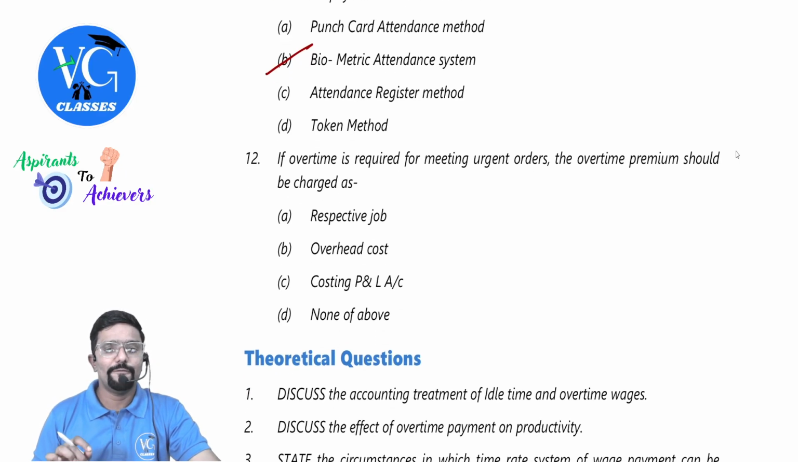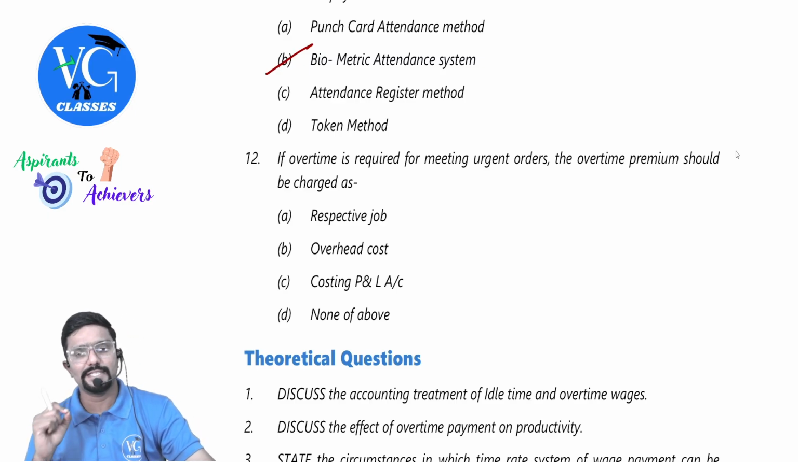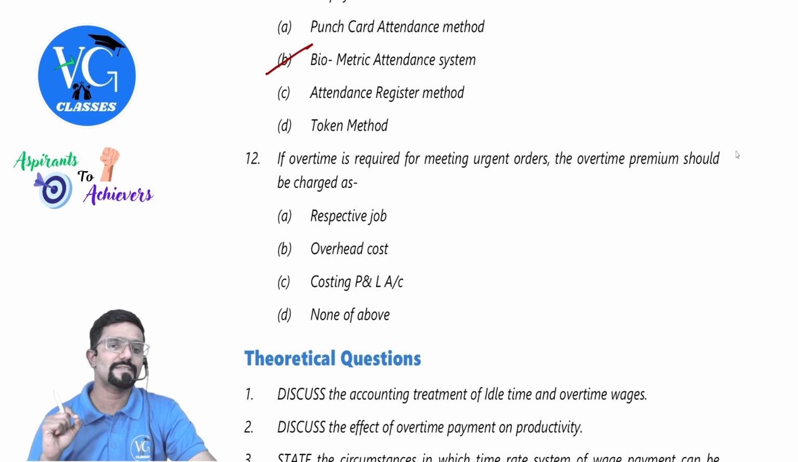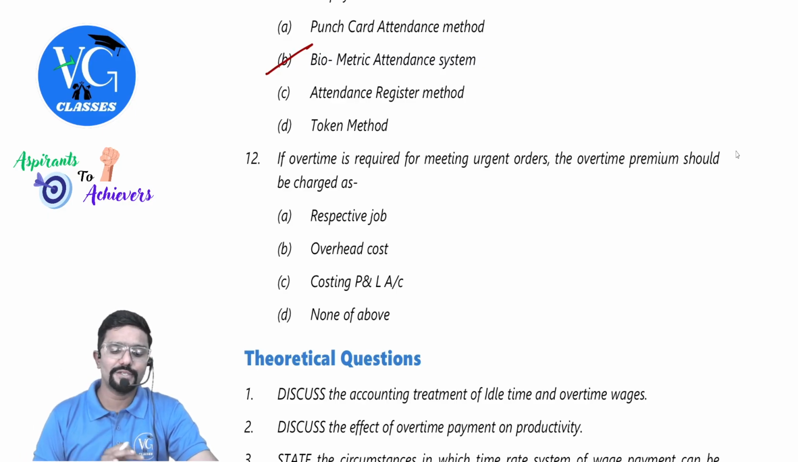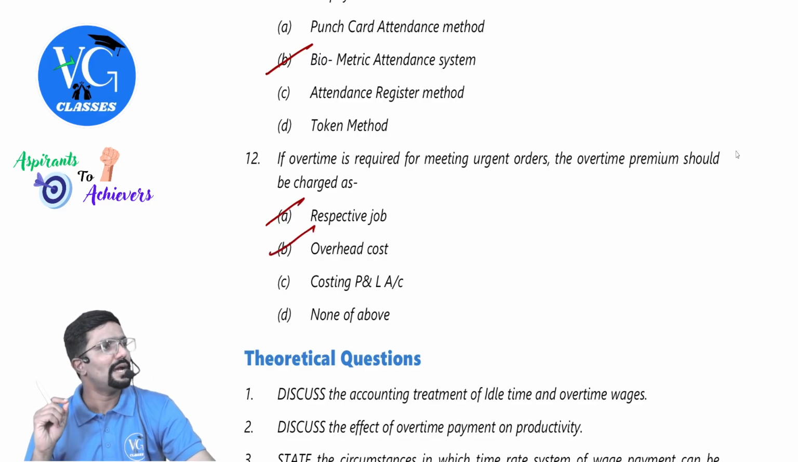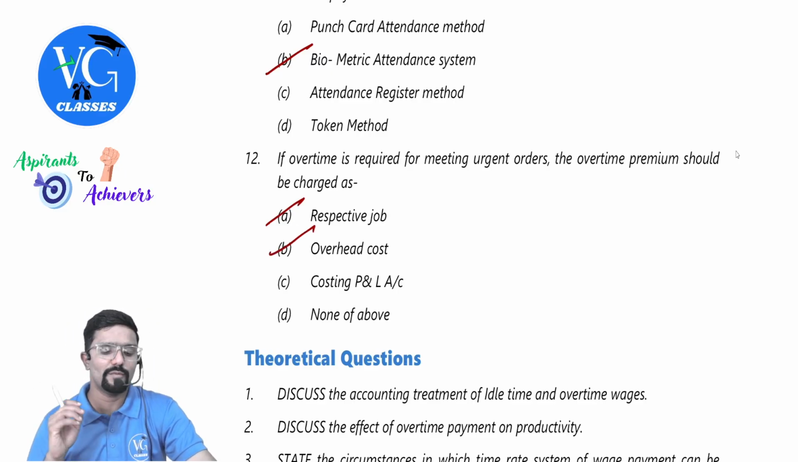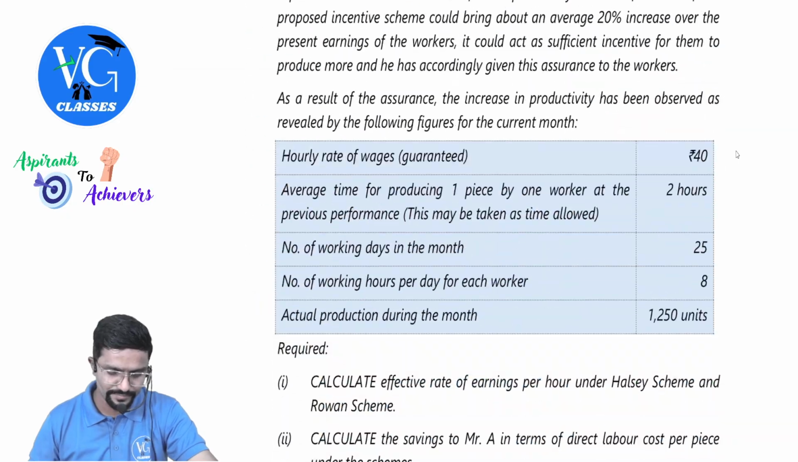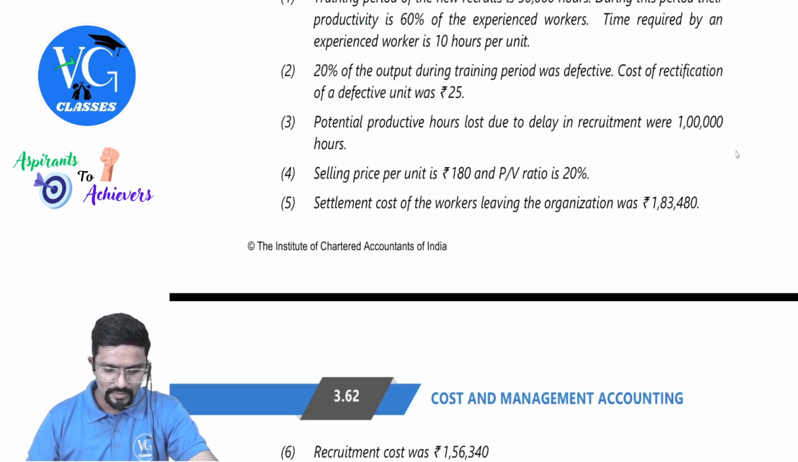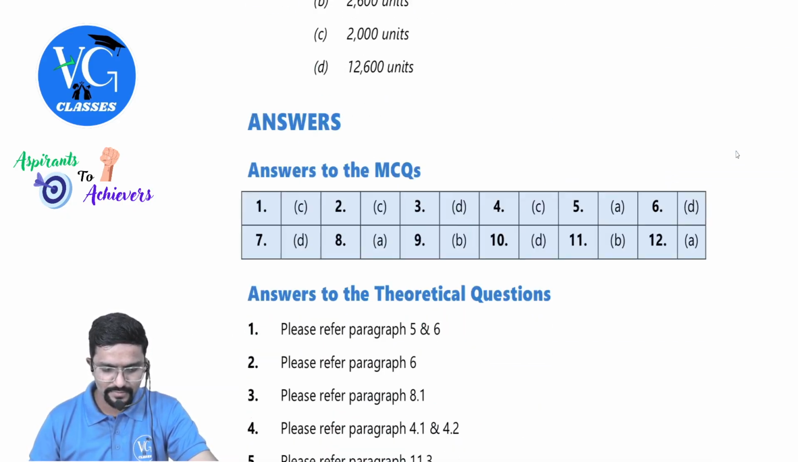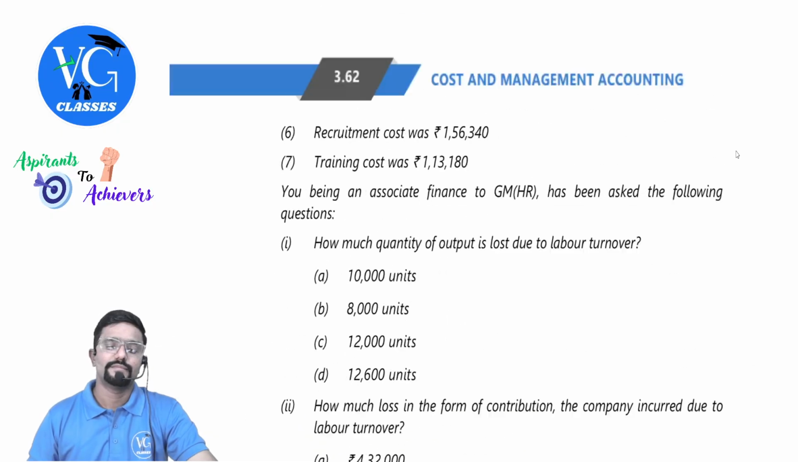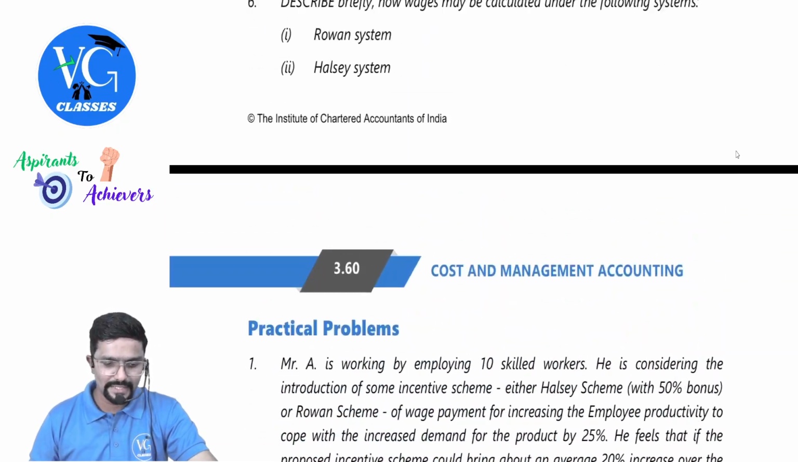12th one. If overtime is required for meeting urgent orders, the overtime premium should be charged as what? Respective job, overhead cost, costing P&L account, none of the above. Guys, actually, in my opinion, both A as well as B are correct. What have they given for the 12th one? Check it. The suggested answer is A. They have given it as A.